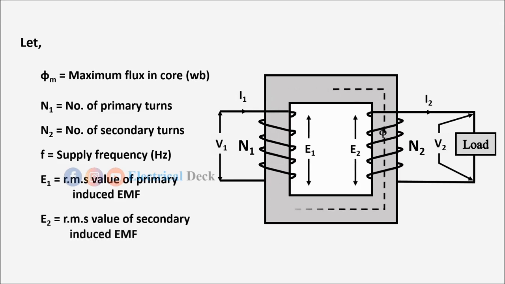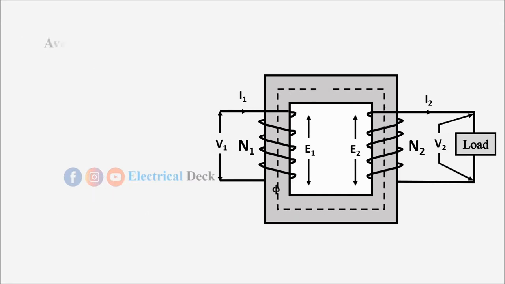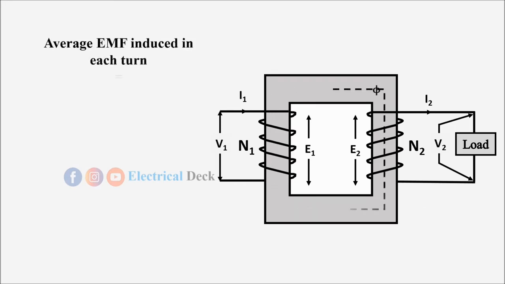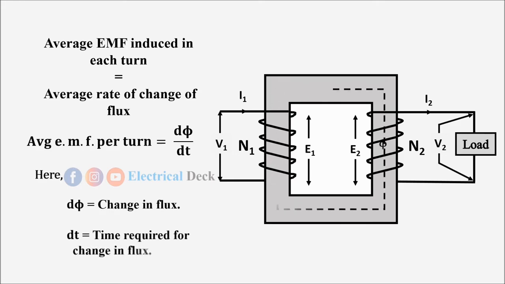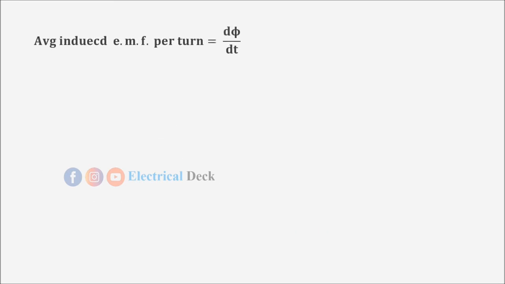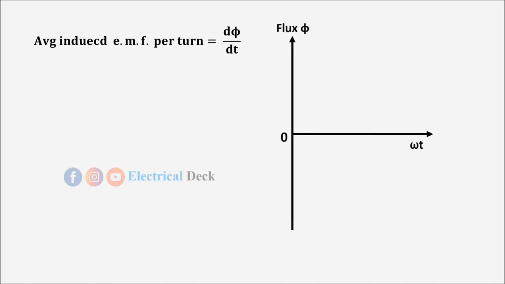Now, from Faraday's law of electromagnetic induction, the average EMF induced in each turn is equal to the average rate of change of flux, that is, d phi by dt. Here, d phi is the change in flux, and dt is the time required for change in flux. We know that average induced EMF per turn is equal to d phi by dt. Now, previously from the sinusoidal waveform, we have seen that the time taken for reaching the flux from 0 to maximum value is 1 by 4f.